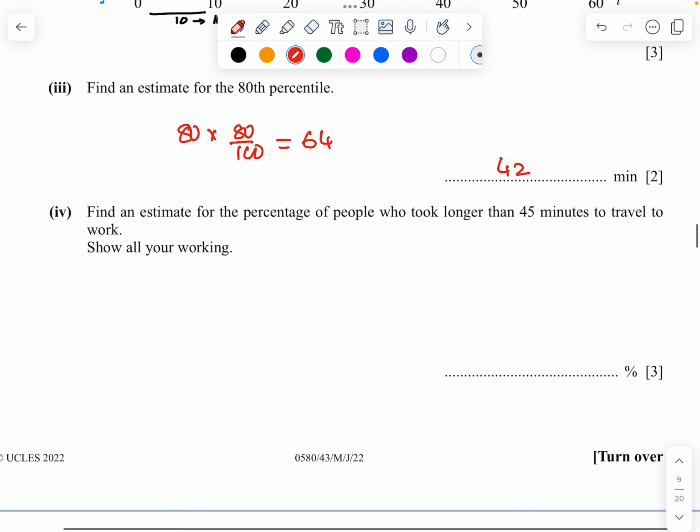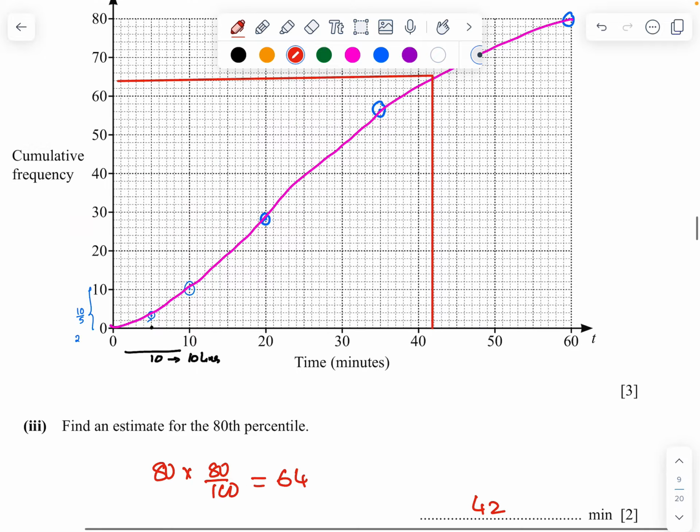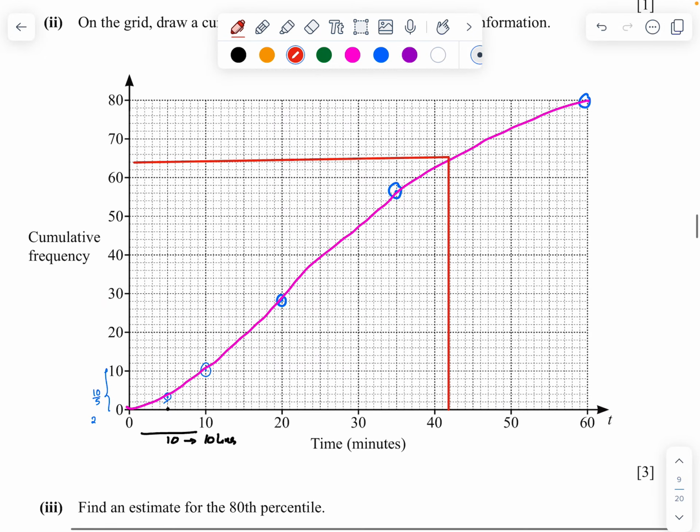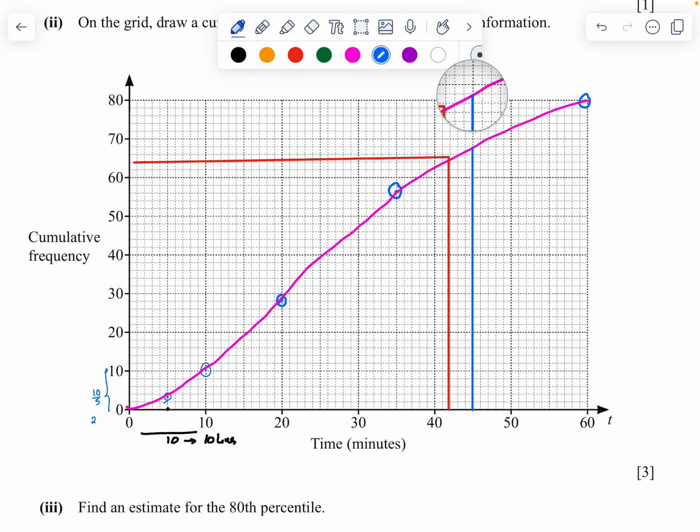Find the estimate for the percentage of people who took longer than 45 minutes to travel to work. So, longer than 45 minutes. What am I going to do? From 45, I am going to draw the line, hit the graph and bring it across to the cumulative frequency axis. So it is going to be 68.